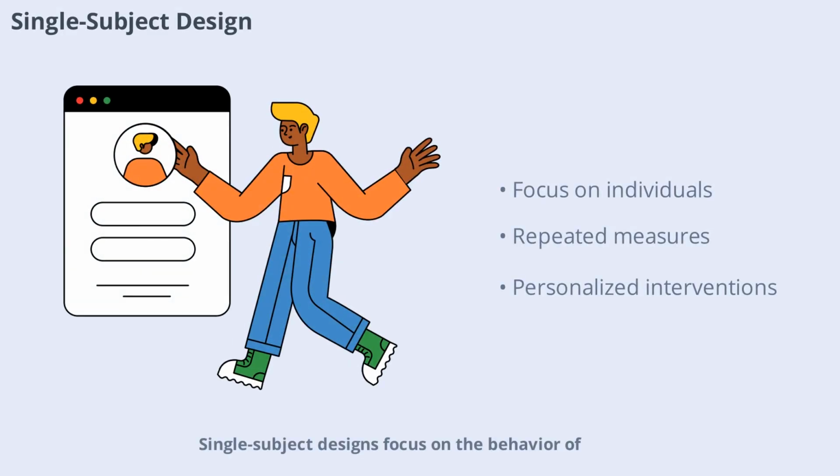Single-subject designs focus on the behavior of one individual or a small group over time. Researchers introduce an intervention and observe changes in behavior, often using repeated measures. This method is common in clinical and educational settings, where personalized interventions are tested. Single-subject designs allow for detailed analysis but may have limited generalizability.